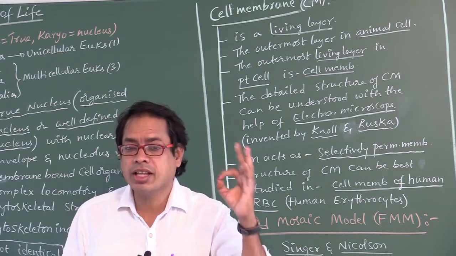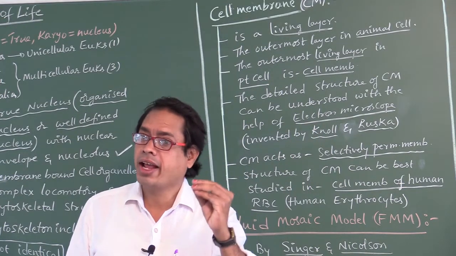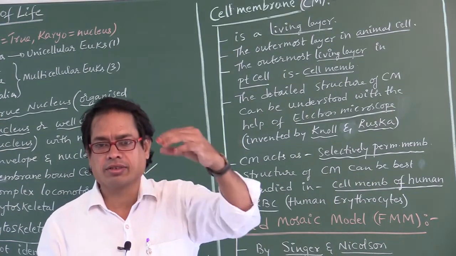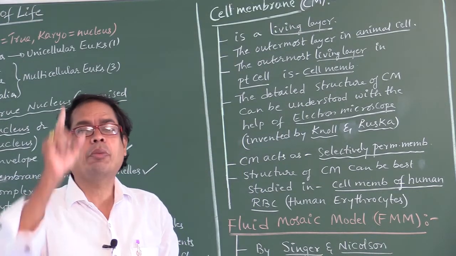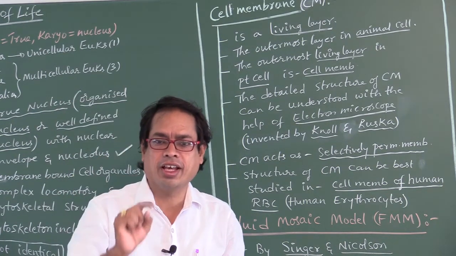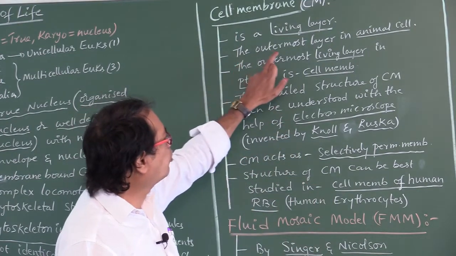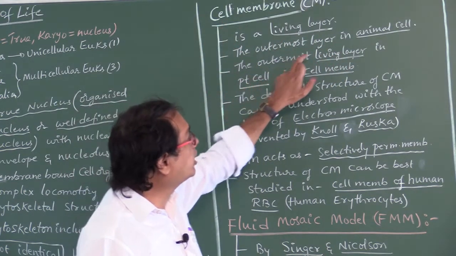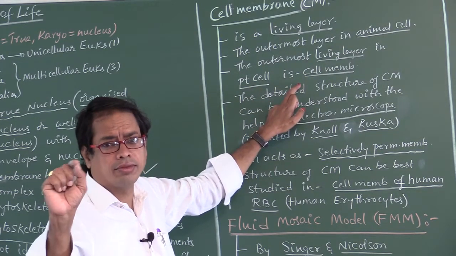So the outermost layer in animal cell is cell membrane. Outermost layer in plant cell is cell wall. Outermost living layer in plant cell is cell membrane, we have to say. Why? Because cell wall is a non-living layer, cell membrane is a living layer. See, the outermost layer in animal cell is cell membrane. The outermost living layer in plant cell is cell membrane. Don't say cell wall. Okay?